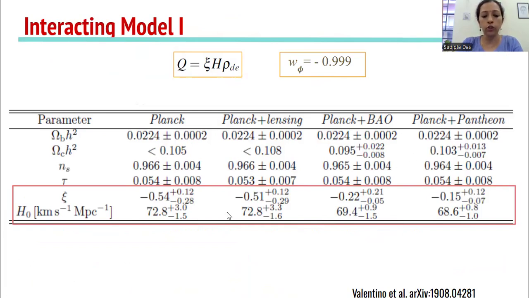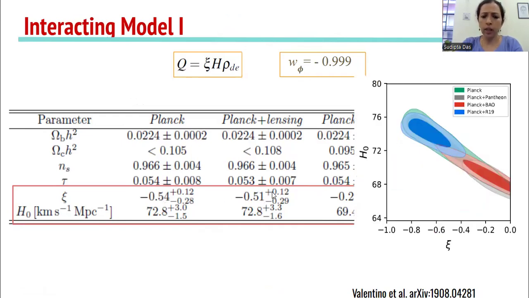And when they confronted this model with different data sets, they find that the value of H0 comes out, for some of the data sets, to be closer to the SH0ES value. Epsilon, as you remember, basically provides us the strength of interaction. This value of epsilon they found to be of the order of 0.5. This is the contour plot for this. The value of H0 comes out high, but the value of epsilon is around 0.5, 0.6.